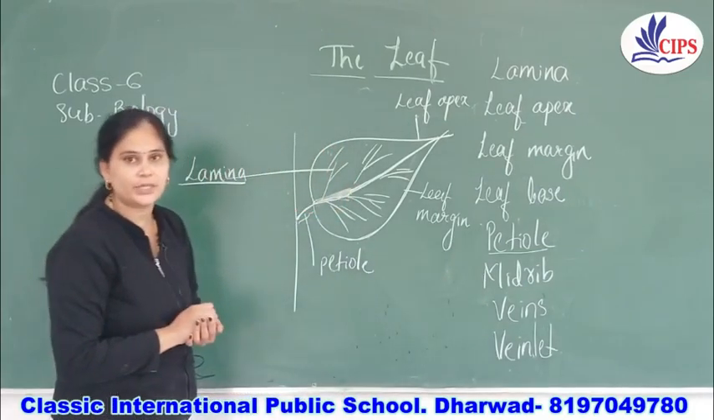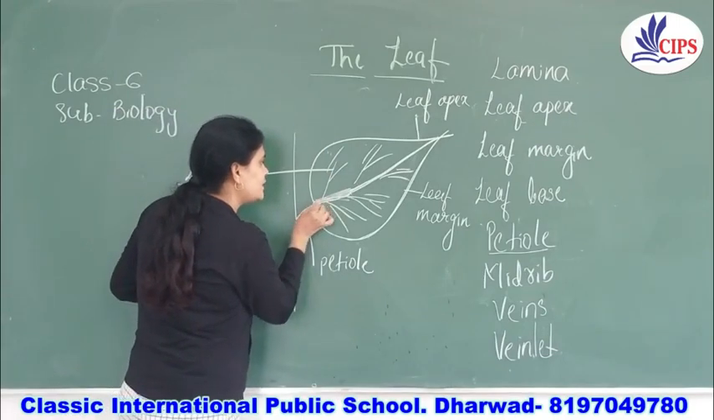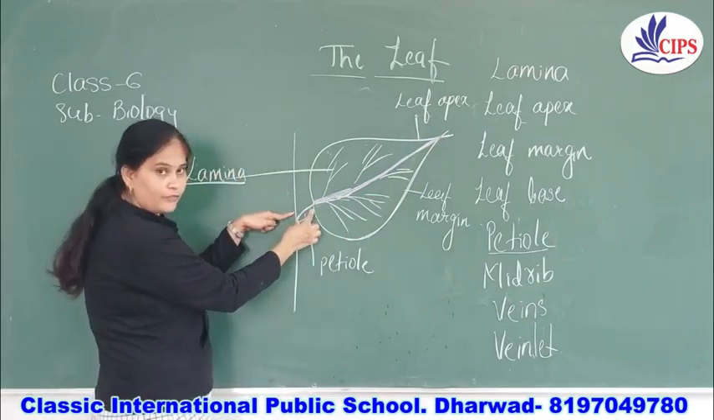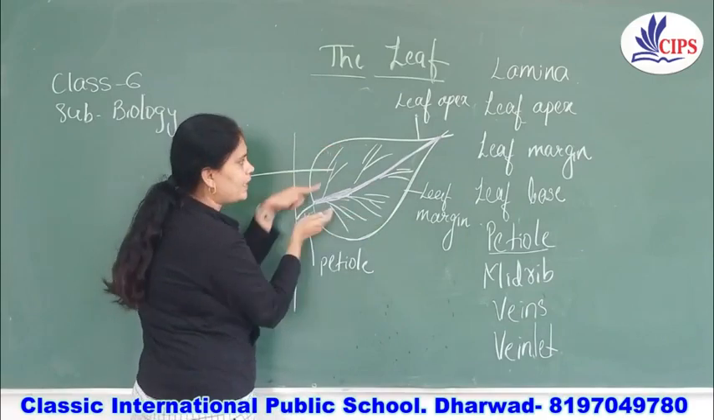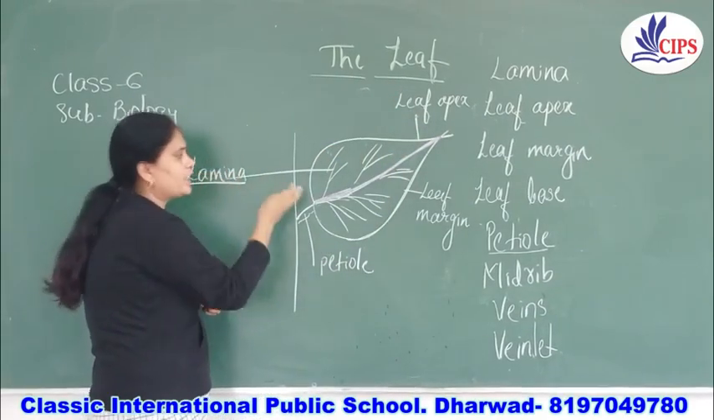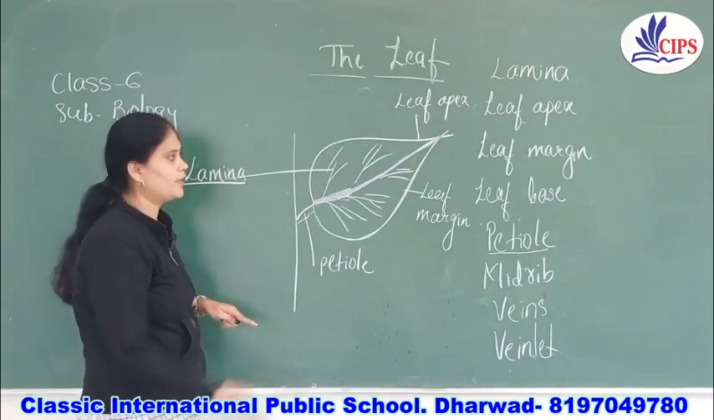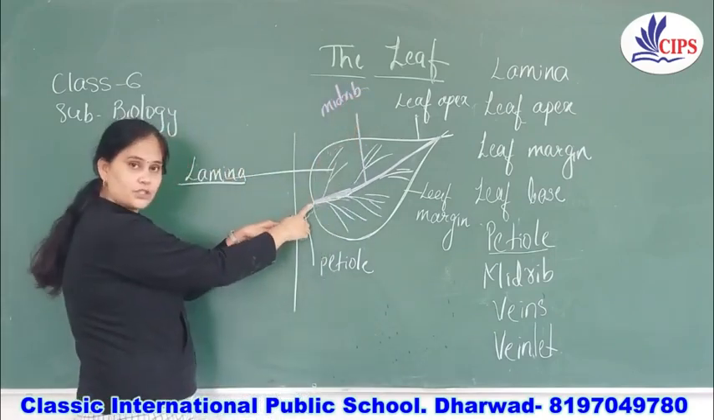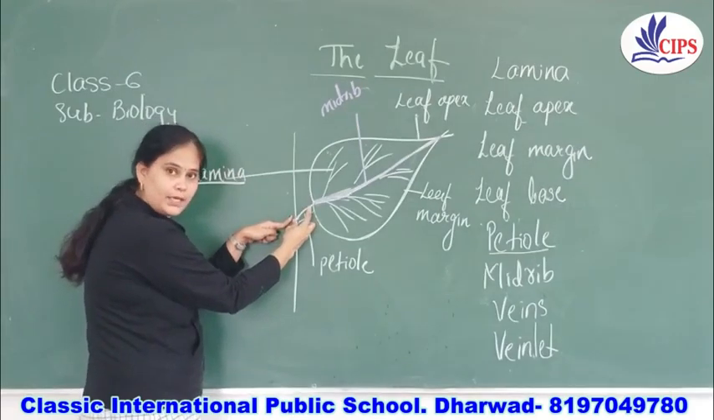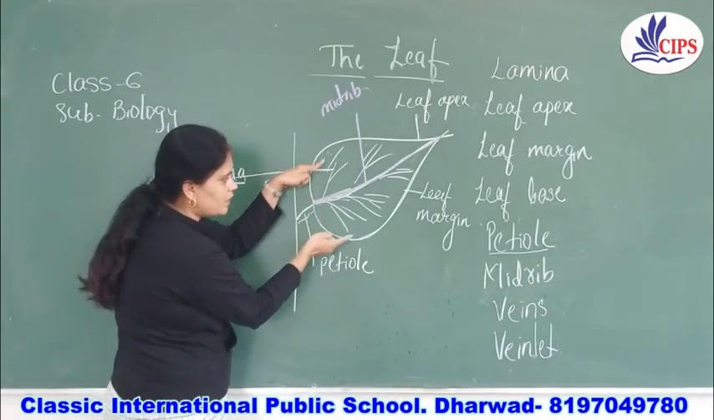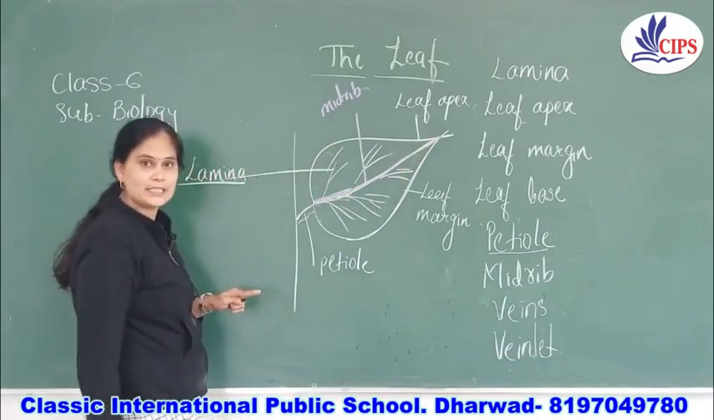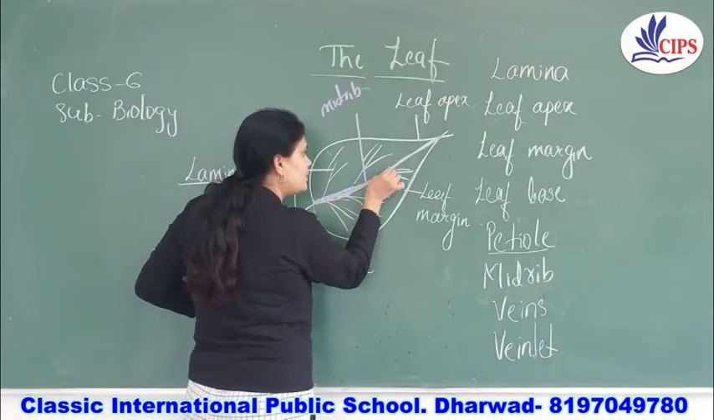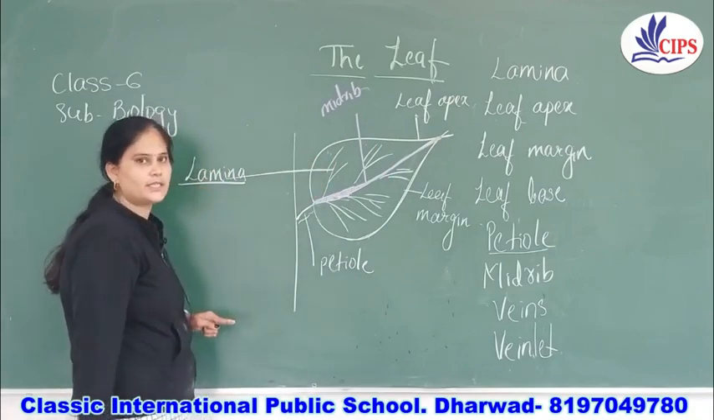Next, come to the midrib. This portion which you are seeing is called the midrib. The petiole, which is the stalk of the leaf, continues in the lamina, and this continuing part is called the midrib. The leaf stalk is nothing but the petiole. If you observe the midrib, it is thicker, and as it goes up it becomes thin.